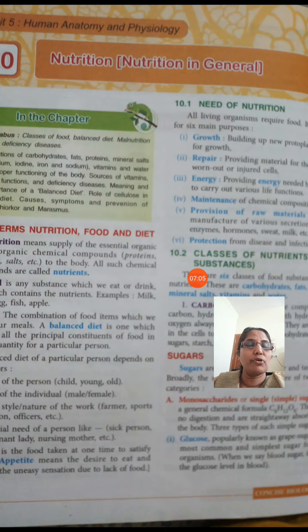Then, need for nutrition. Why do we need food? For growth. We know that young children, by taking food, the body gets its building material. So for proper growth, especially young children need more food. Then repair. Even in adults, some tissues are worn out every day, so more food or material should be given to adults also, because there is much repairing every day.